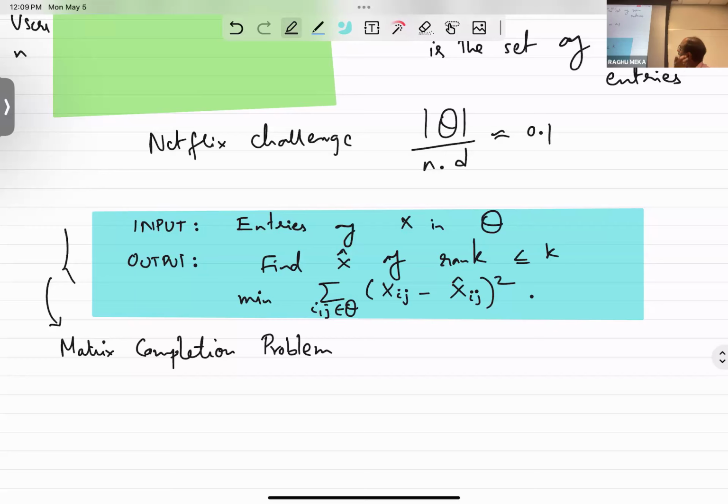And in general, this problem is actually NP hard. It's a little bit non-trivial to show, but you can show that it is NP hard. And it's even NP hard to get all kinds of approximations for these things. But there are some cases where you can actually solve it. For example, if the set of entries theta is chosen at random. So if you imagine that each user rated a random subset of movies, then you can actually solve it. But in practice, that's not the case.